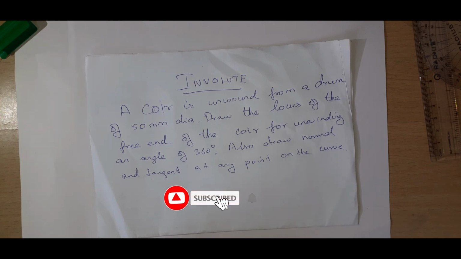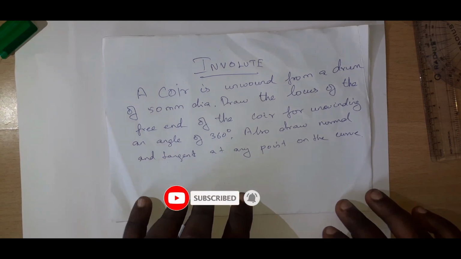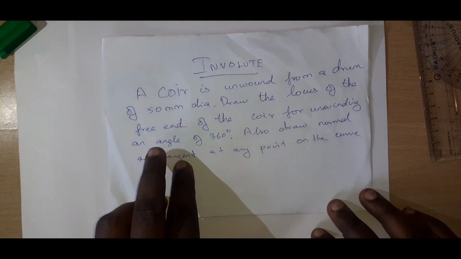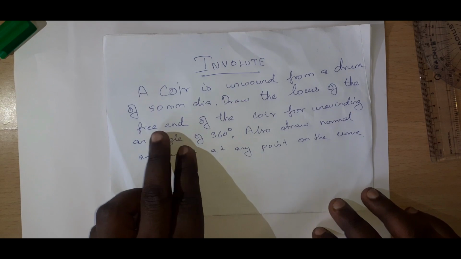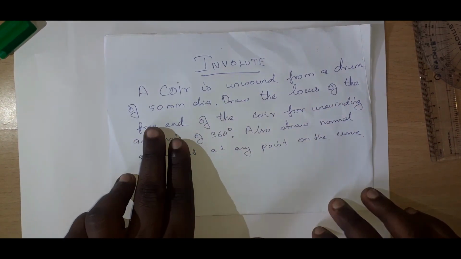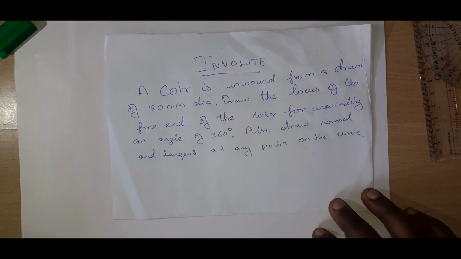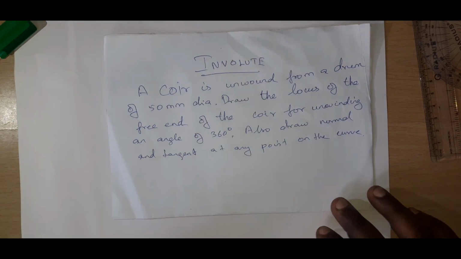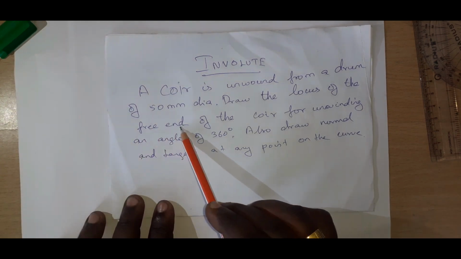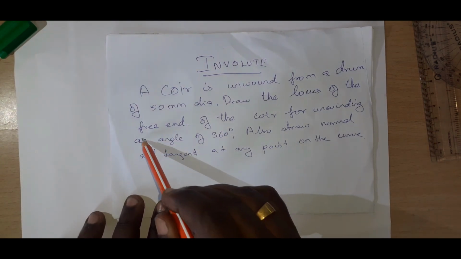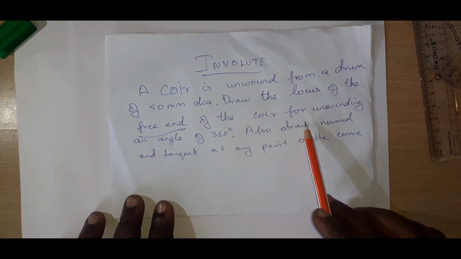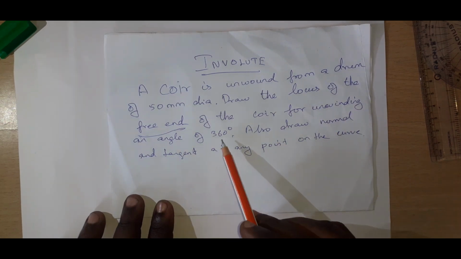Hello students, today in this video we are going to see how to draw an involute. So first we can see the question. A coil is unwound from a drum of 50 mm diameter. Draw the locus of the free end of the coil for unwinding an angle of 360 degrees.